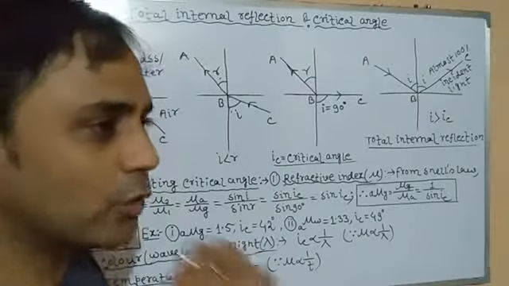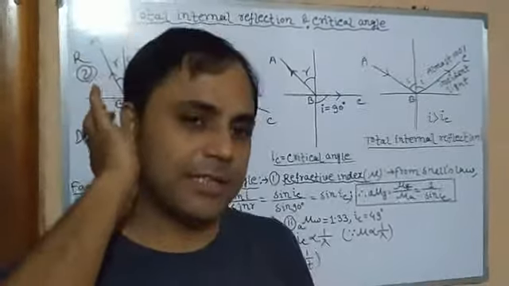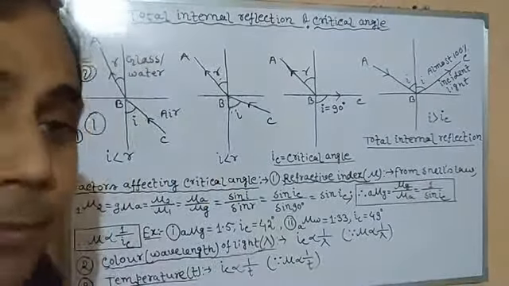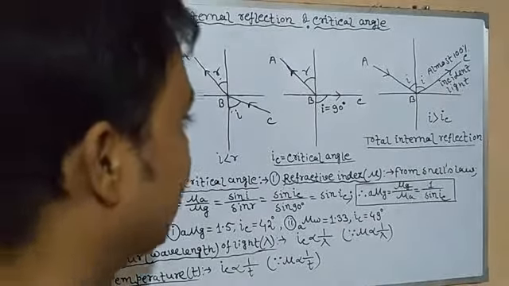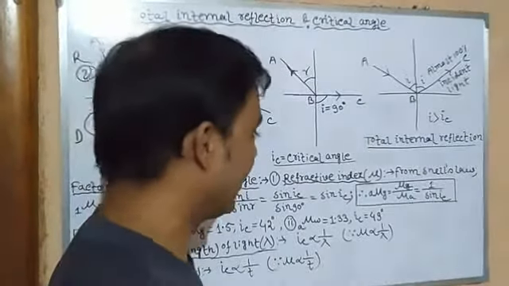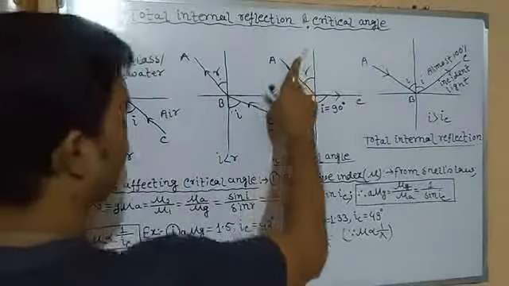So that's why total internal reflection cannot take place if light travels from a rarer to a denser medium. It has to travel from a denser to a rarer medium, and the angle of incidence must be greater than the critical angle. Clear? Now we will return to our previous position.